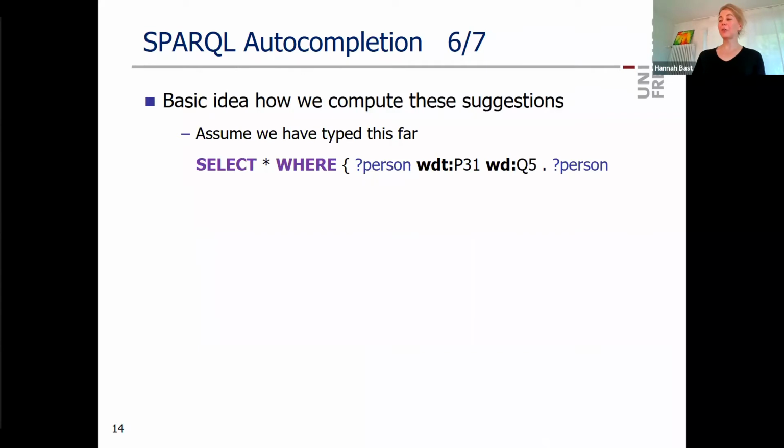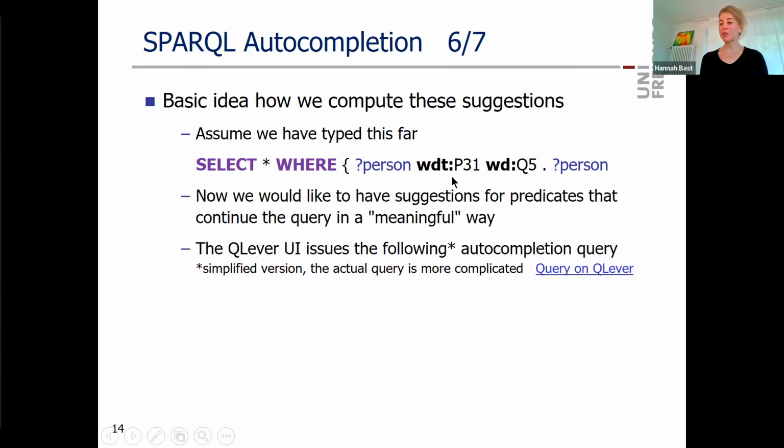So assume we have typed this. This means instance of in Wikidata, and this means human. So we have already said this variable is a human. And now we type the next triple. Now we type the subject, now comes the predicate. What do we expect? We expect properties of humans like gender, profession, date of birth, place of birth and stuff like this. How do we get these suggestions?